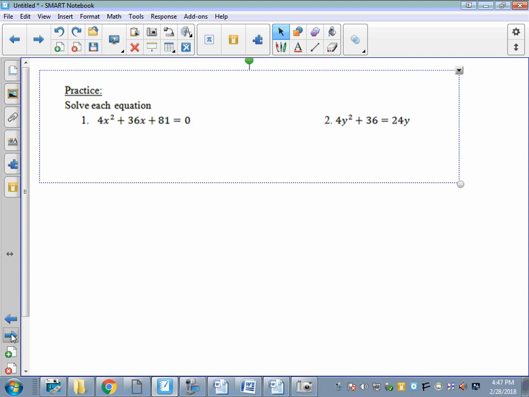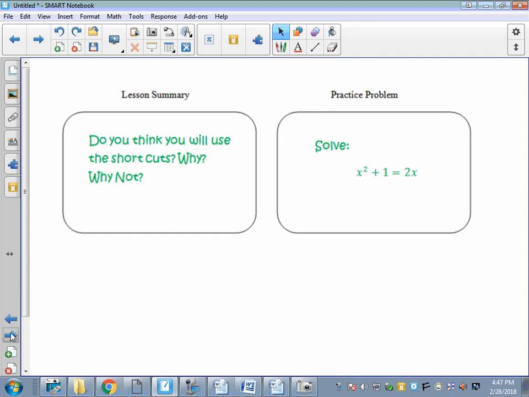I'm not going to do an example of solving just to try and keep this video shorter for you since it is a shortcut. But lesson summary. Out of your 2 shortcuts, section 8.8 and section 8.9, do you think you're going to use them? Why or why not? And then for your practice problem, I have solve x squared plus 1 equals 2x. If you would like to try and solve that with perfect squares, wonderful. Otherwise, if you didn't like the shortcut, just solve it in whatever way you want. Make sure you have it solved to get your stamp.